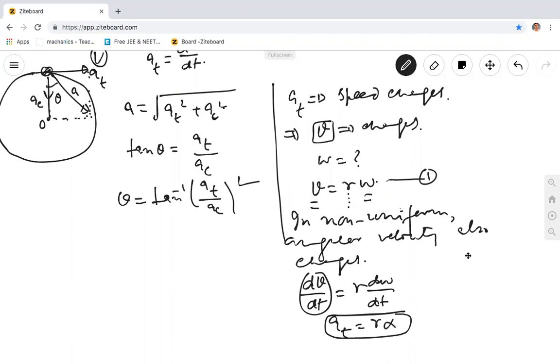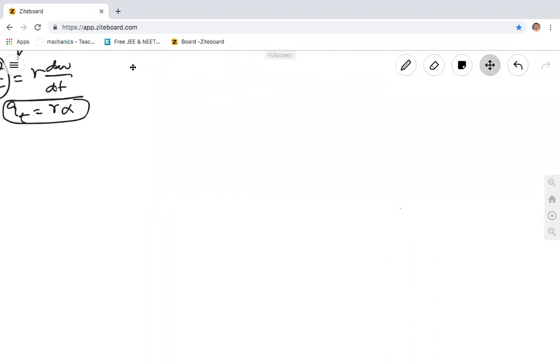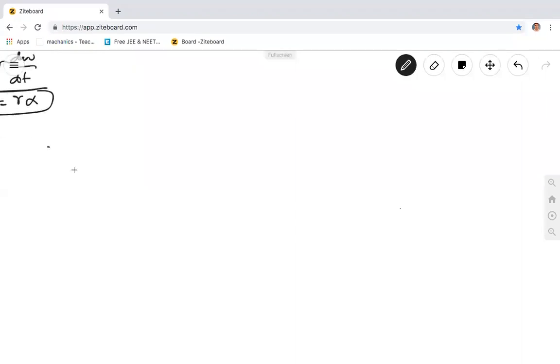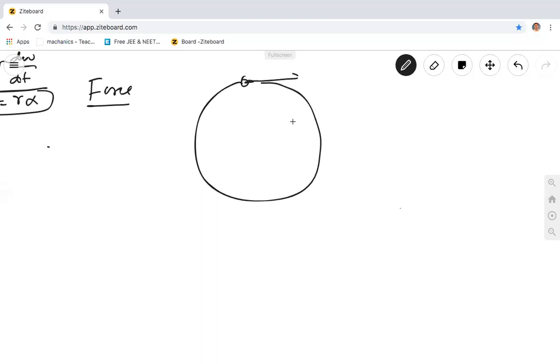So now, can anybody tell me what is the force on a particle moving in a circle with non-uniform circular motion? Here it is tangential acceleration. Here it is centripetal acceleration, AC, towards the center. And this is the net acceleration. Okay. Now, can you tell me what is tangential force?